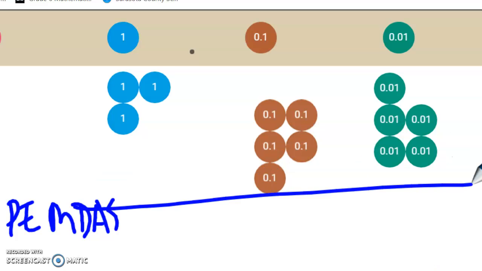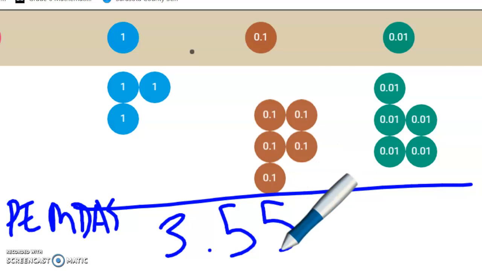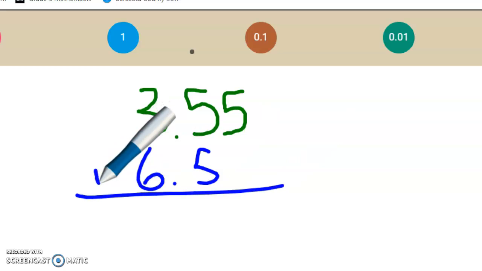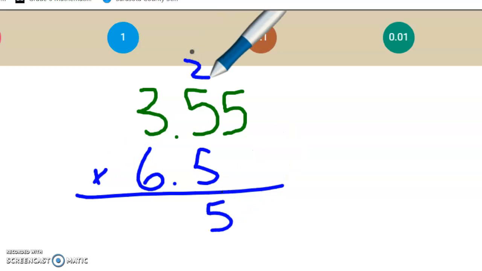And what I'm left with is 3.12345 55 hundredths. But our work isn't done because we haven't done what we needed to do on the outside of the parentheses, which we needed to multiply by 6.5. So 5 times 5 is going to give us 25. I carry my 2. 5 times 5 is 25 plus 2 is 27.